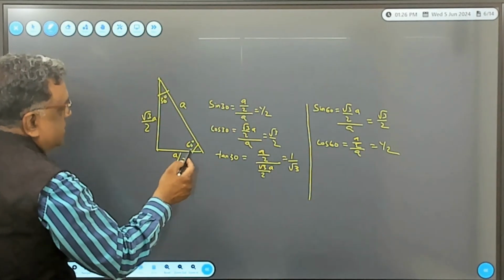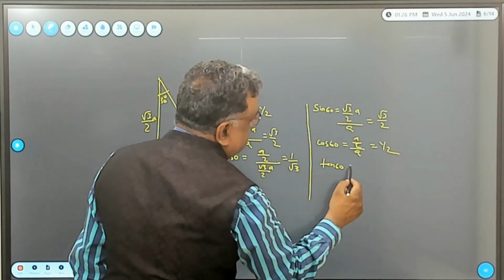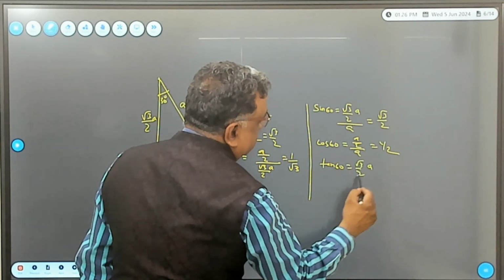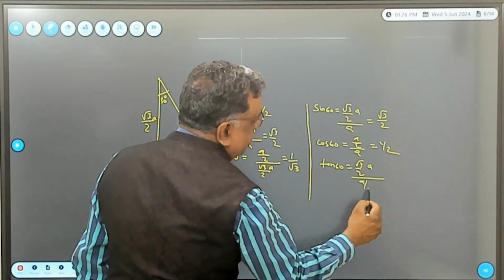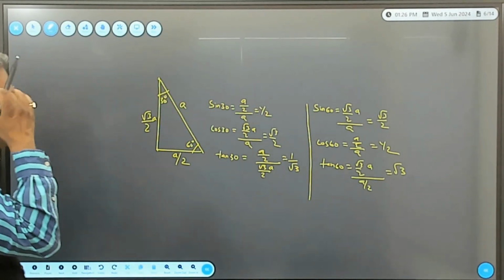And what is tan 60? Opposite upon adjacent, root 3 by 2A upon A by 2, which is root 3. So now I could find out the values of sine 60, cos 60 and tan 60.